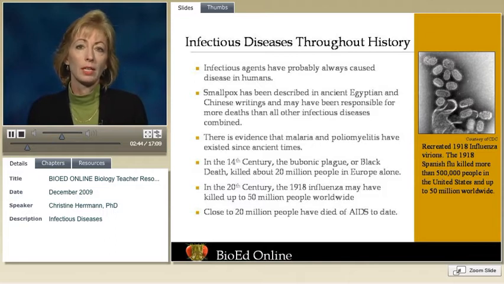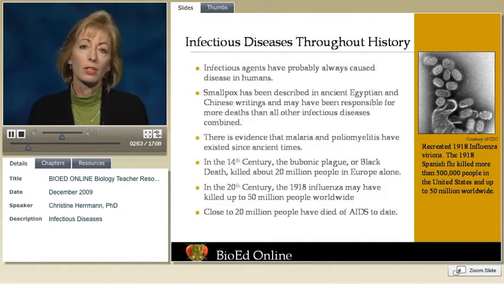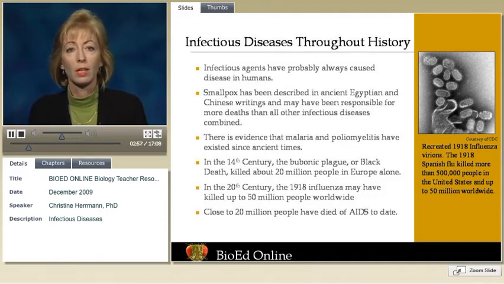Today, improved sanitation and the development of vaccines and antibiotics have saved many lives. But in spite of these advances, millions continue to die from infectious diseases, such as AIDS, malaria, and the measles, especially in the developing world.